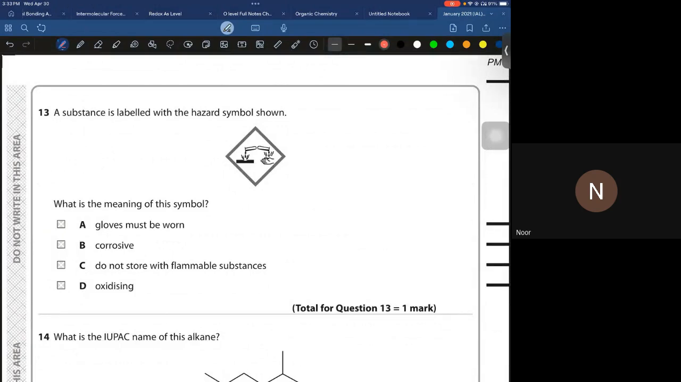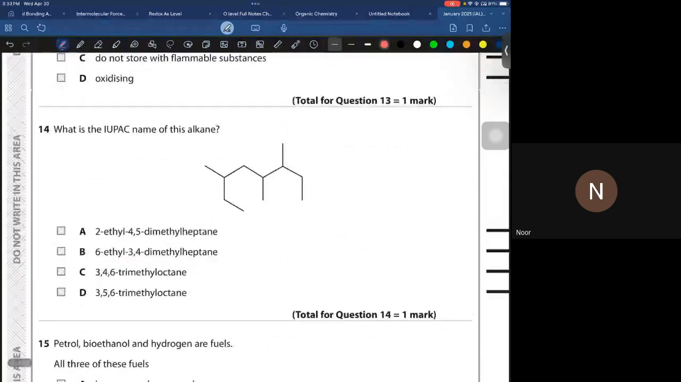It means that this is corrosive. Corrosive, you can see the hand. Something is pouring on the hand. And this is dangerous because acids are corrosive in nature. Also the strong bases are corrosive. So I would say that this is B, corrosive.